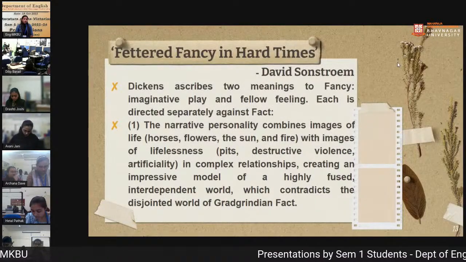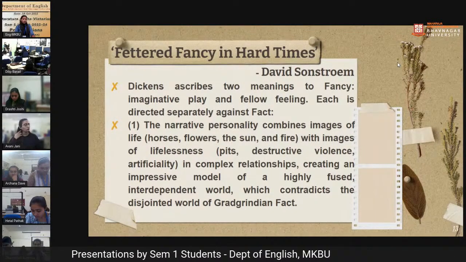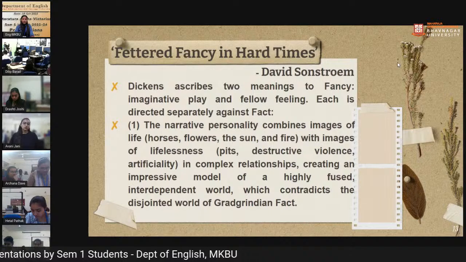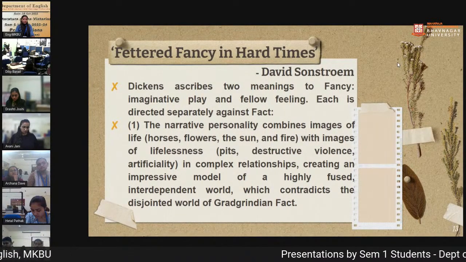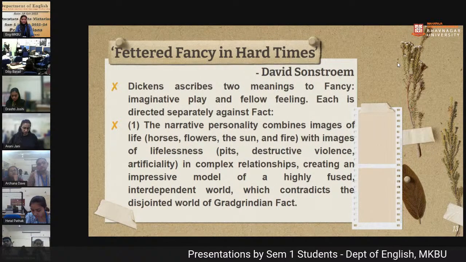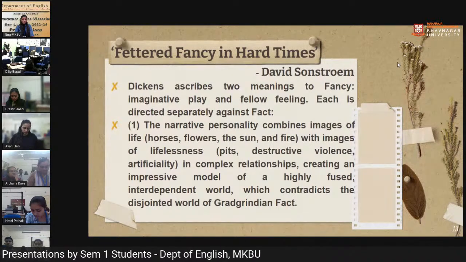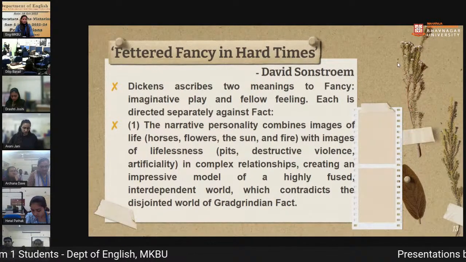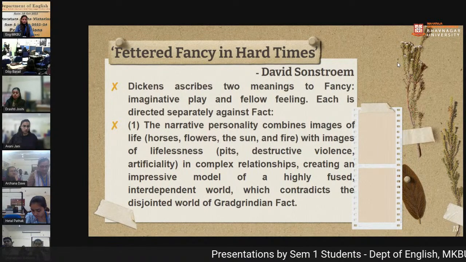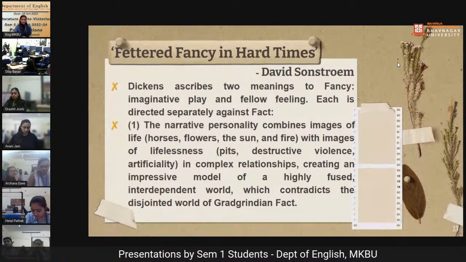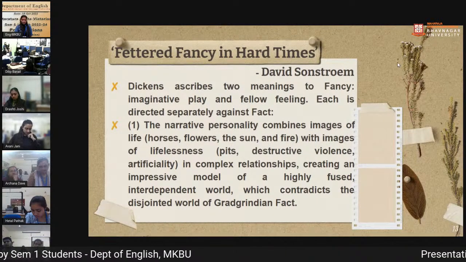Here I found one article by David Sundstrom, named Fettered Fancy in Hard Times. He gave two definitions about fancy. The first is that the narrative personality combines images of life with images of lifelessness in complex relationship, creating an impressive model of a highly fused, interdependent world which contradicts the disjoint world of Gradgrind's fact.